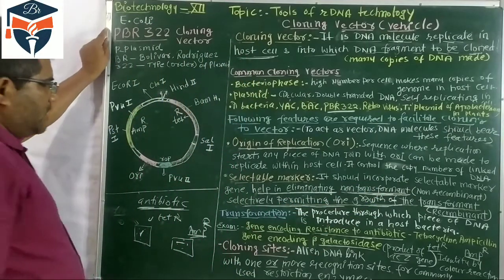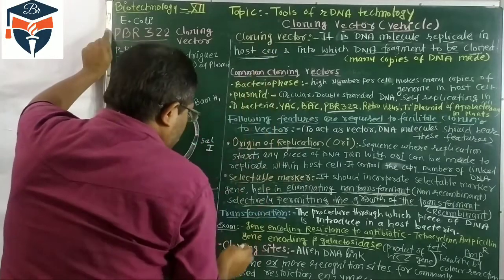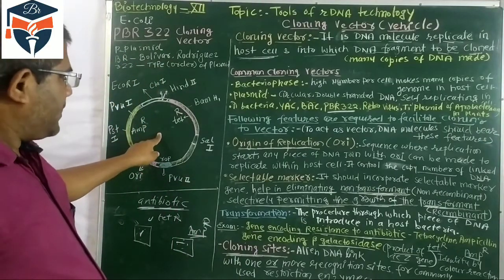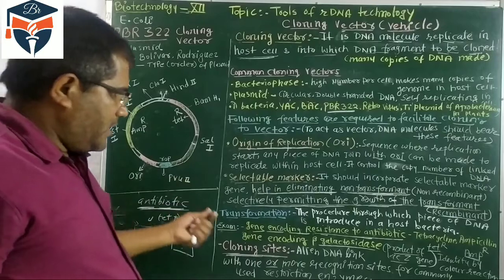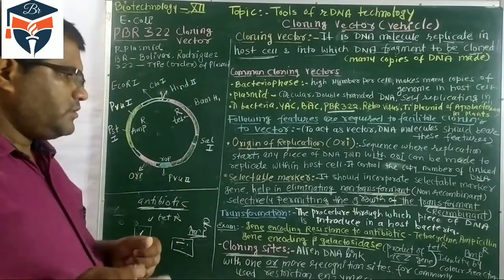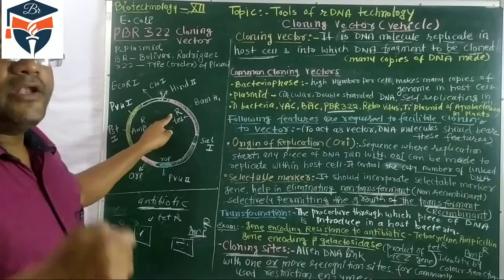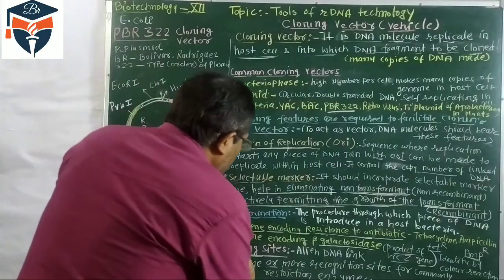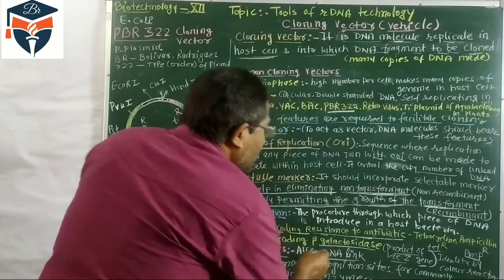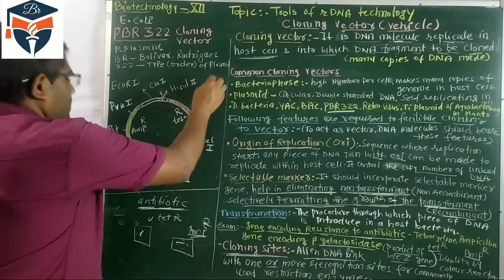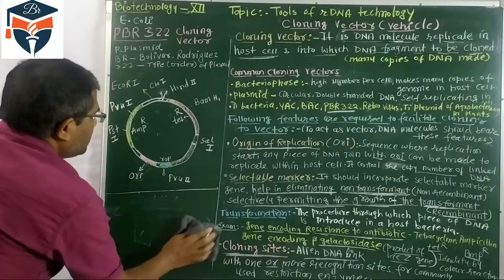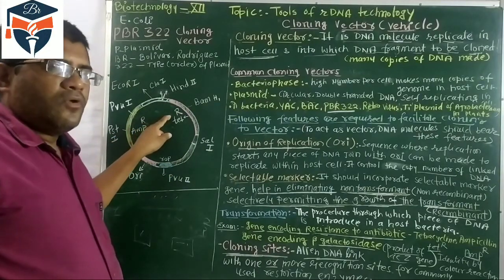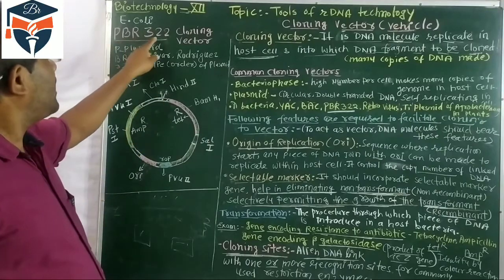The third important characteristic of a cloning vector is that it should have a cloning site. What do you mean by cloning site? A cloning site is a recognition site where foreign DNA or alien DNA can be joined. So, if any DNA is there, that DNA is combined with the site. There are many cloning sites in pBR322.